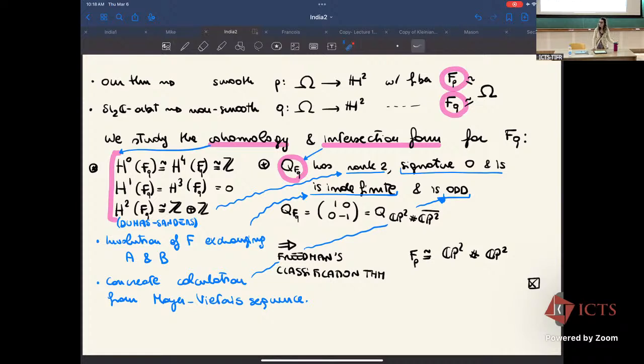Question. Is the fact that the four-manifolds are classified by this intersection form? Yeah, it's the fact that it suffices.